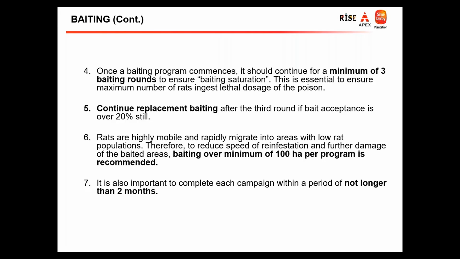Okay, continue replacing bait until the damage drops to 20%. Most of you know bedding, right? Try to bed a minimum of 100 hectares, or better, bed the whole estate. Don't do pocket bedding, or you'll never be able to control the rats. The rats will migrate from field to field. And try to complete the whole bedding campaign within a period of 2 months. Next.